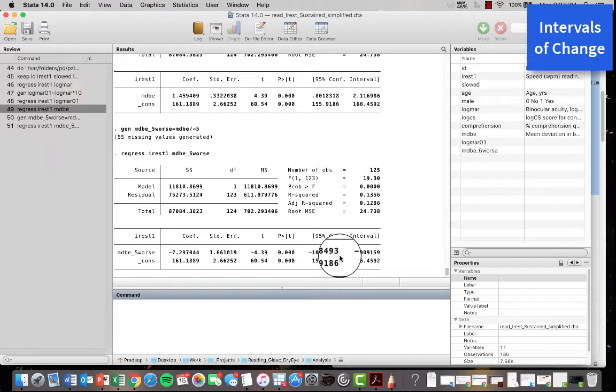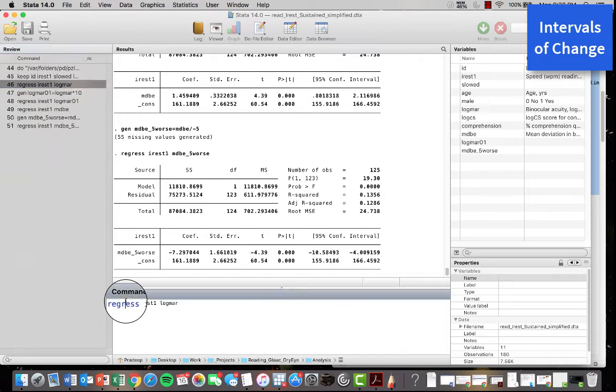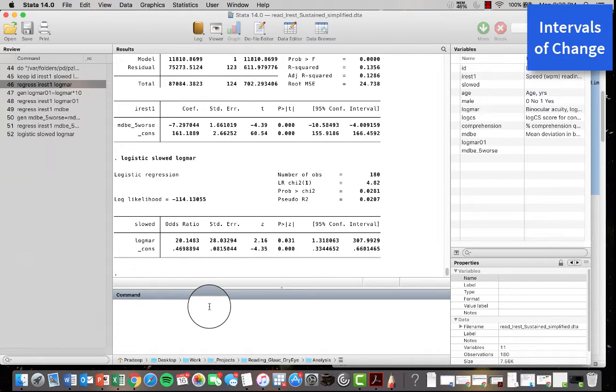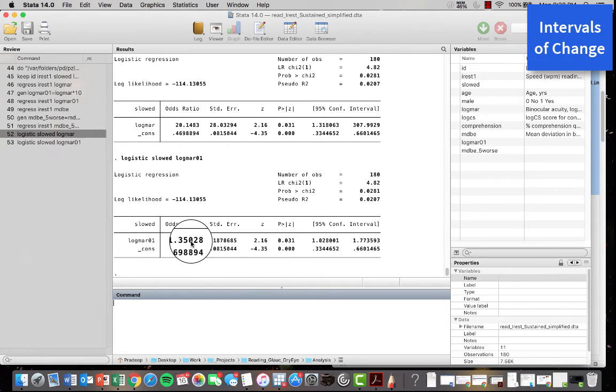The other advantage of transforming the variable is if you end up doing logistic regression. So now, instead of regressing the relationship between IREST and logMAR, let's look at a logistic regression where slowed reading is the outcome and logMAR is the predictor. You can see that the odds ratio is huge, 20, massive, although not that statistically significant, because you're looking at a unit of change which spans the entire range of logMAR acuities. But instead, if we look at logMAR 0.1, which is now a 1-line change, you see only a 35% increase in the odds ratio, although the same p-value.